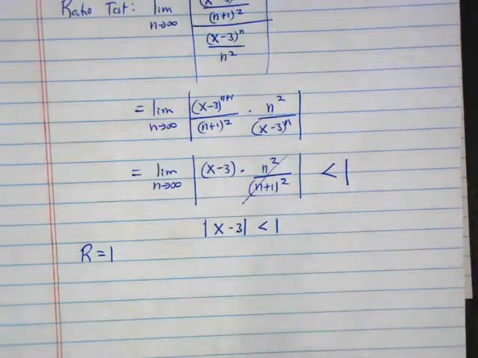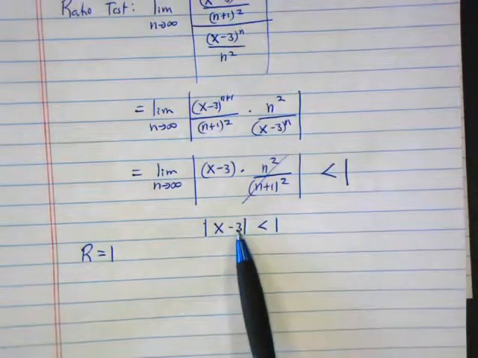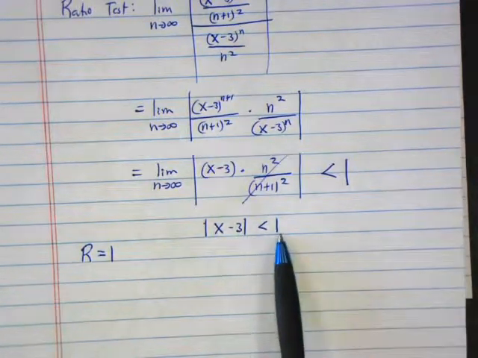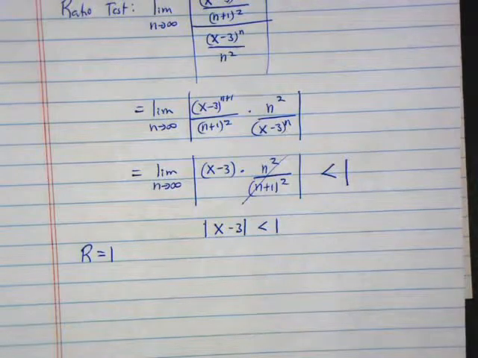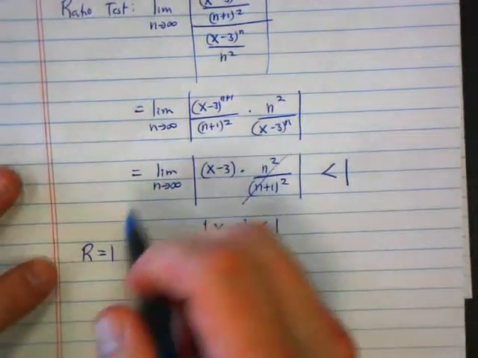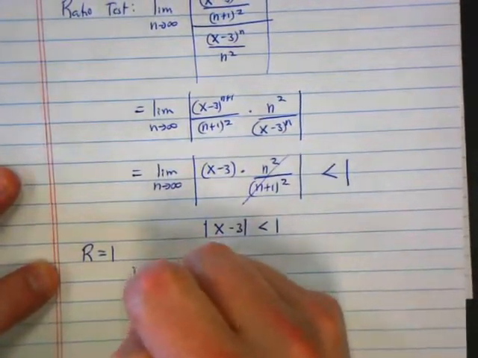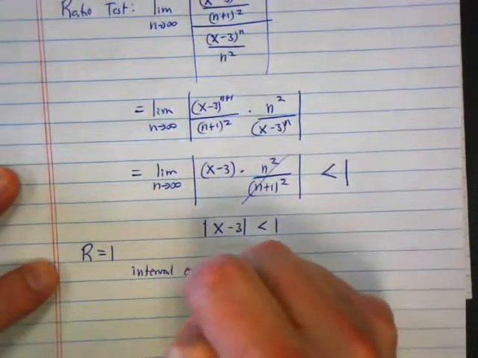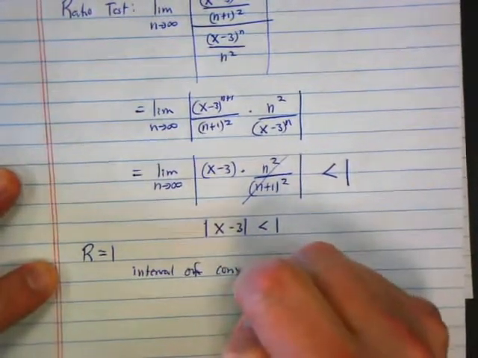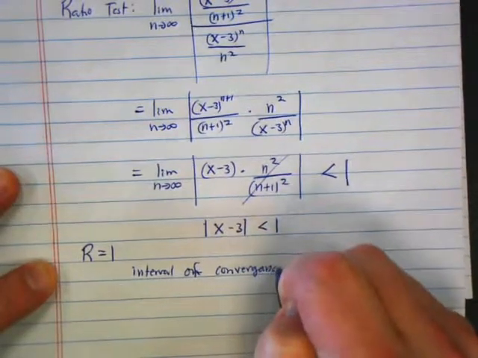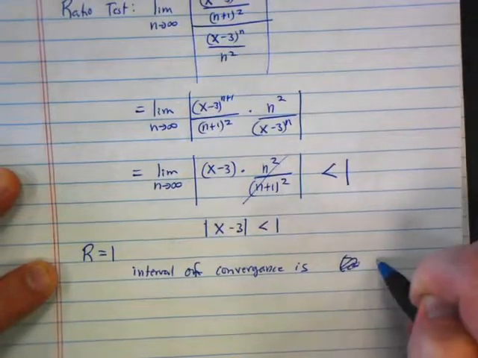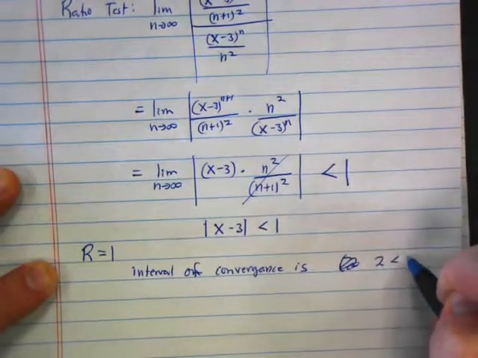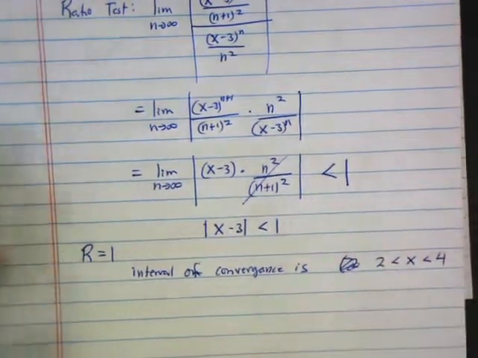Between 2 and 4. Why between 2 and 4? We're centered at 3. And this tells me I can go one step to the right and one step to the left. If I'm centered at 3, what's 1 to the right? 4. What's 1 to the left? 2. So we would say here our interval of convergence is, I'm going to write it this way, 2 less than x less than 4.